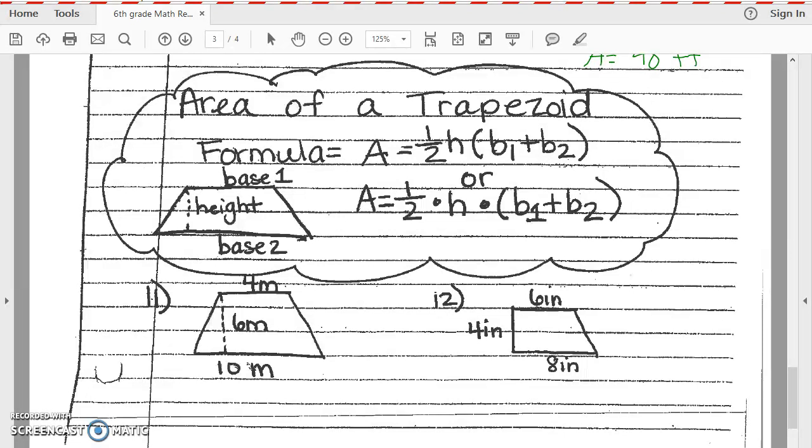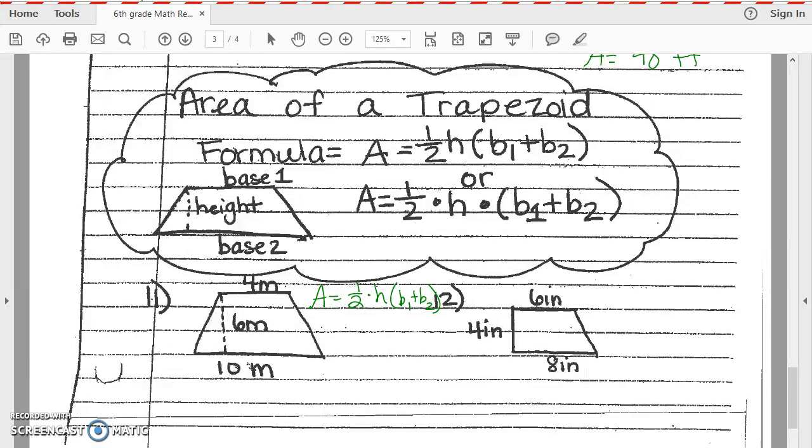This one is more complicated just because it has more numbers to figure out, but it's not any harder. So let's write down our formula first. Area equals 1/2 times the height, parentheses, base 1 plus base 2, parentheses. And now I'm going to fill in all the information, and then I'm going to use order of operations to solve it.